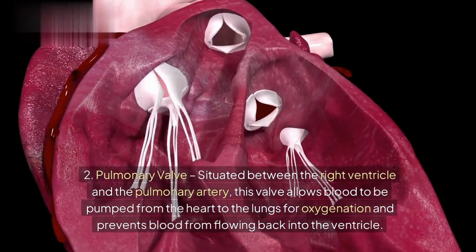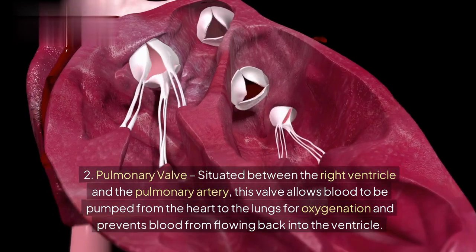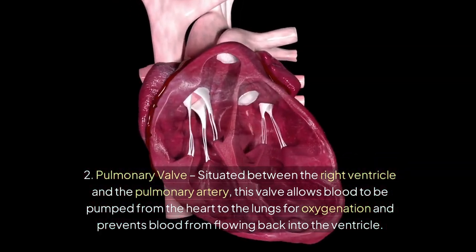2. Pulmonary valve, situated between the right ventricle and the pulmonary artery. This valve allows blood to be pumped from the heart to the lungs for oxygenation and prevents blood from flowing back into the ventricle.